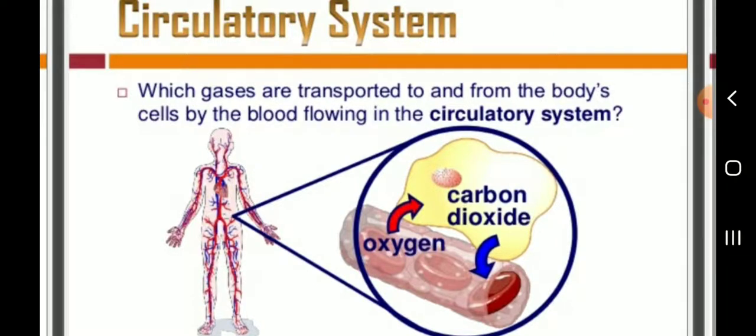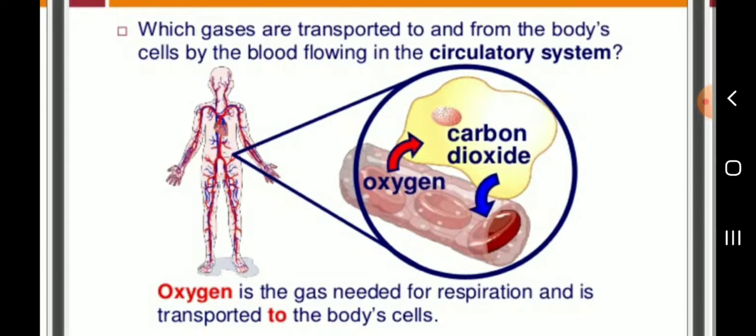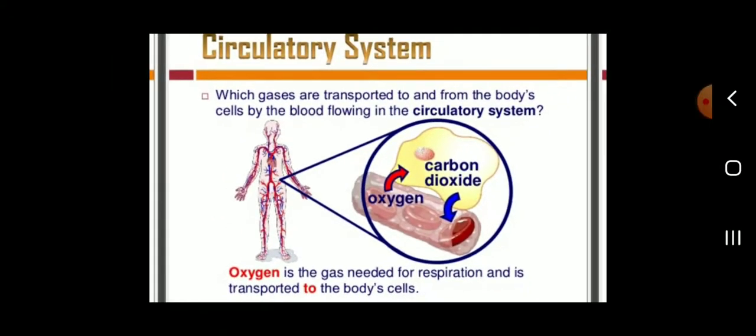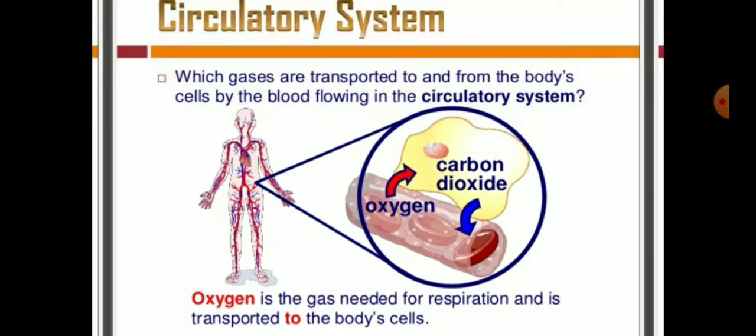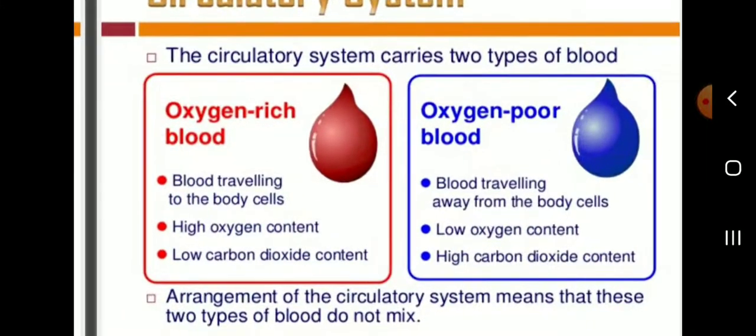Which gases are transported to and from the body cells by the blood flowing in the circulatory system? Oxygen is the gas needed for respiration and is transported to the body cells. Carbon dioxide and oxygen. What are the gases? Carbon dioxide and oxygen. Okay, listen.